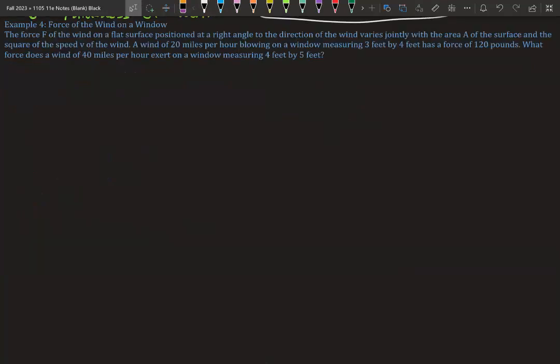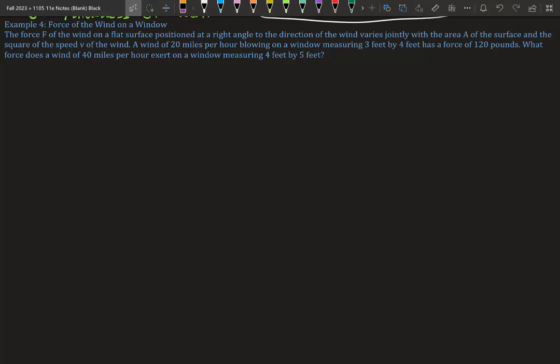Both are the same. The force of wind on a window. That's so applicable to Florida, right? The force F of the wind on a flat surface positioned at a right angle to the direction of the wind varies jointly with the area A of the surface and the square of the speed V of the wind. A wind of 20 miles per hour blowing on a window measuring 3 feet by 4 feet has a force of 120 pounds. What force does a wind of 40 miles per hour exert on a window measuring 4 feet by 5 feet?